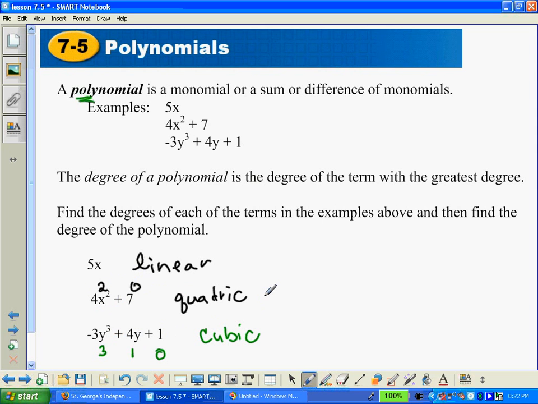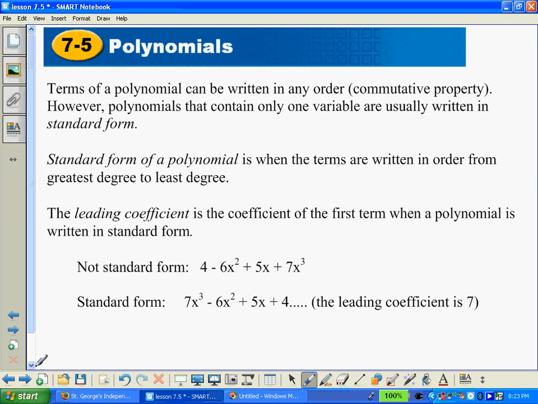Alright, you know how we talked about standard form of a linear equation? Standard form of polynomials. The reason for having a standard form is just so that everyone would write their polynomials in the same format. Because when you add and subtract things, really the order doesn't matter because of the commutative property. So in order for everybody to write them in the same form, they developed a standard form. So standard form of a polynomial is when the terms are written in order from greatest to least. So you'd have your biggest degree first, your biggest exponent first, and then write them in decreasing order.